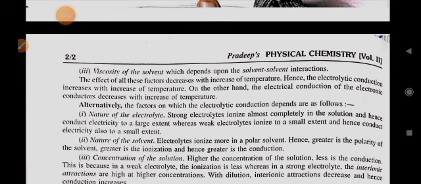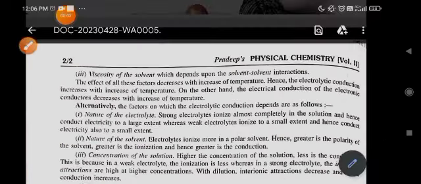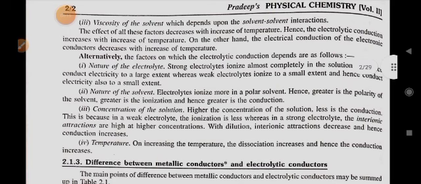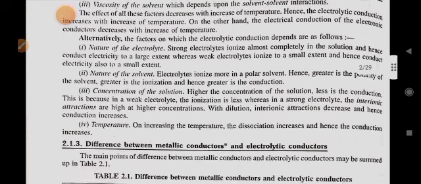Alternatively, the factors on which the electrolytic conduction depends are as follows: nature of the electrolyte. Strong electrolytes ionize almost completely in the solution and hence conduct electricity to a large extent, whereas weak electrolytes ionize to a small extent and hence conduct electricity also to a small extent. Nature of the solvent. Electrolytes ionize more in a polar solvent, hence greater is the polarity of the solvent, greater is the ionization, hence greater is the conduction.